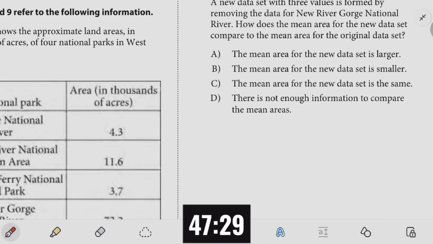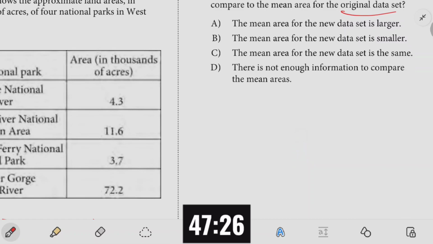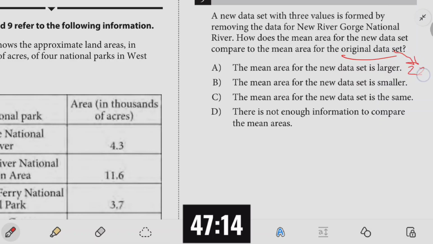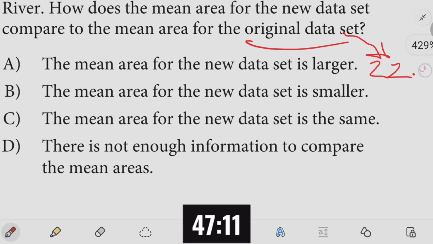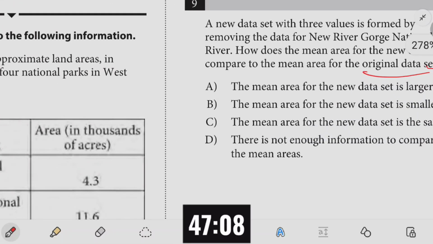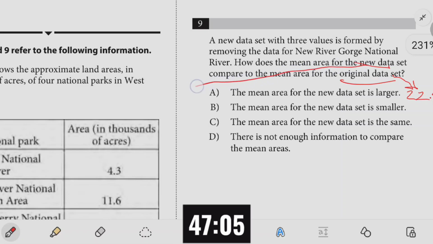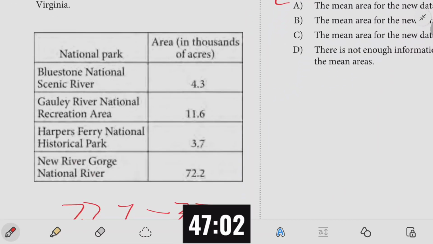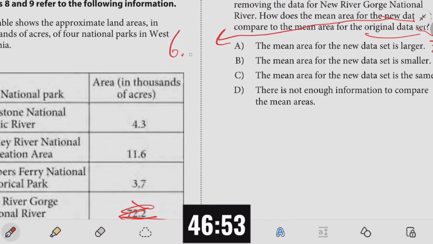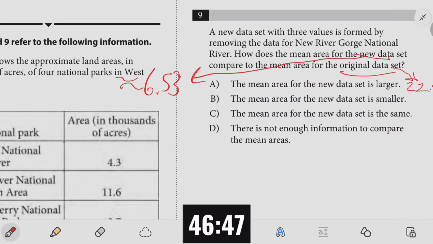Okay, well, first let's find the original data. We'll take all those: 4.3 plus 11.6 plus 3.7 plus 72.2. That's a big number, so it's going to have a big influence here. The original data set mean is 22.95. With the new data set, 4.3 plus 11.6 plus 3.7 divided by 3, we get approximately 6.53.